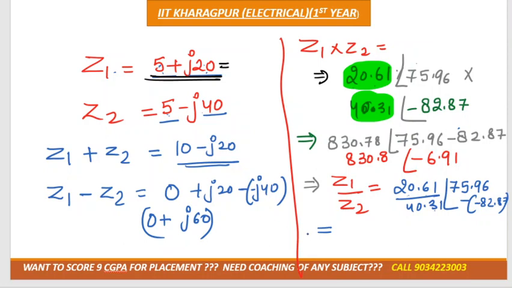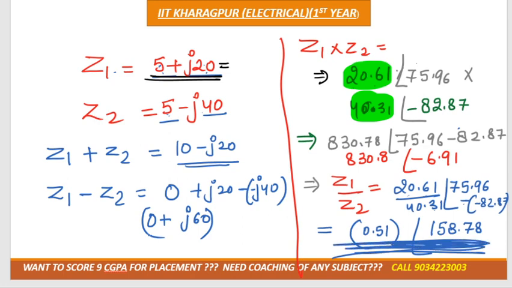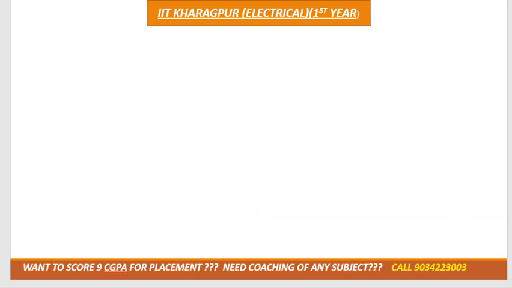So how much is the term divided? 20.61 divided by 40.31 is how much? You will get some particular term, and in this case 0.51, and the angle would be 75.96 minus minus, minus minus means plus. 75.96 plus 82.87 is how much? 158.7. Okay, understood?